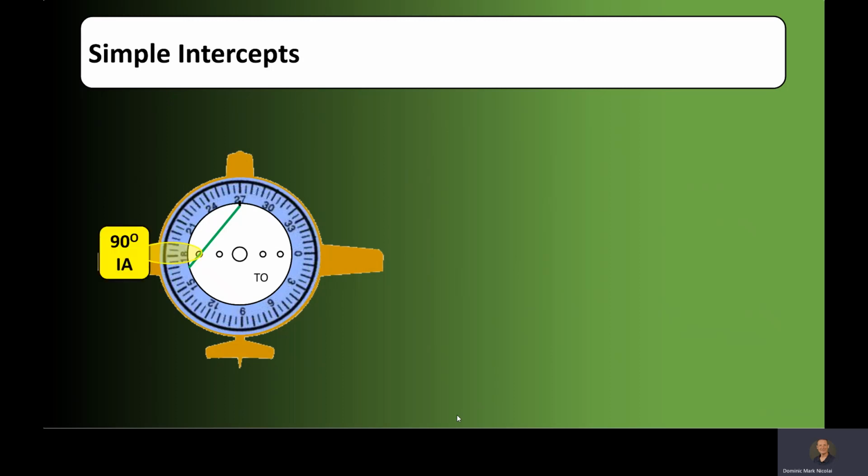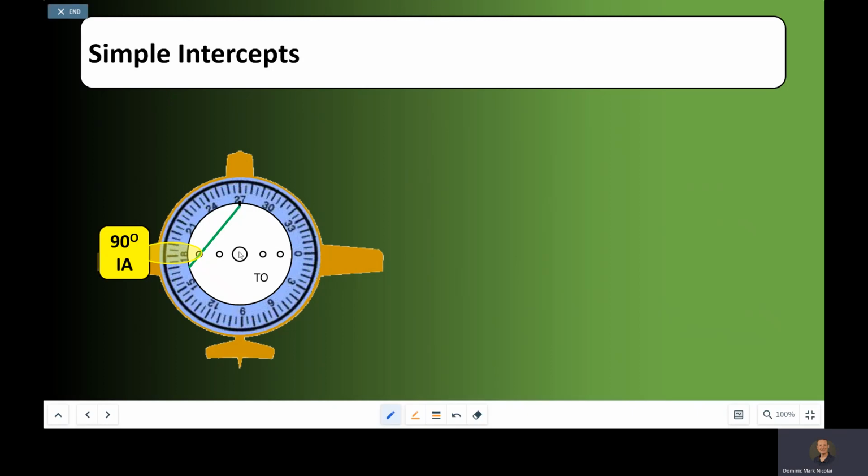If I want to attack this course at a 90-degree angle, then I'm going to fly 180 degrees. Okay? How do I get that? Start at the donut, go towards the CDI along the scaling, and that's where I arrive at 180. Okay? That is also 90 degrees off of 270 on the side of the needle.